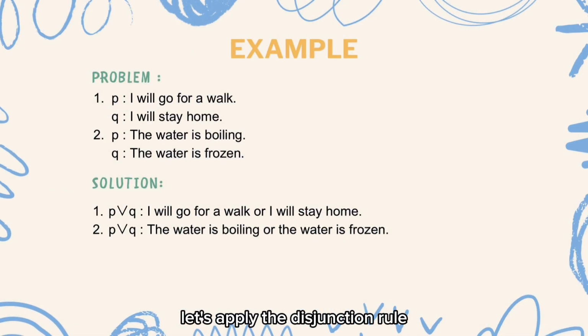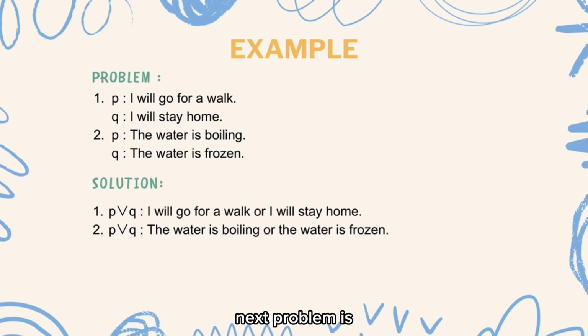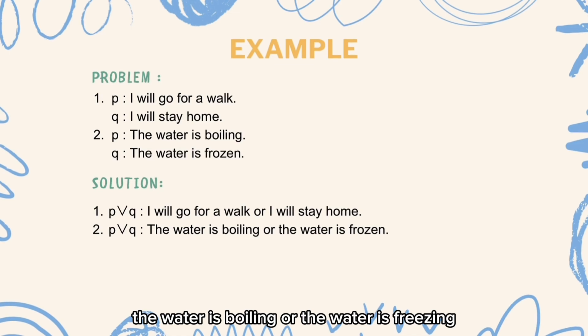Let's apply the disjunction rule to a couple of scenarios. Problem 1. P: I will go for a walk. Q: I will stay home. The disjunction P ∨ Q is I will go for a walk or I will stay home. Next problem is P: The water is boiling. Q: The water is frozen. The disjunction will be the water is boiling or the water is frozen.